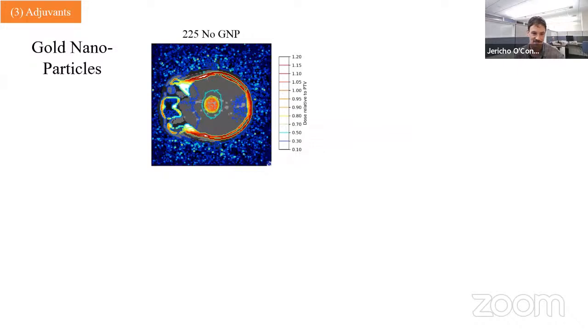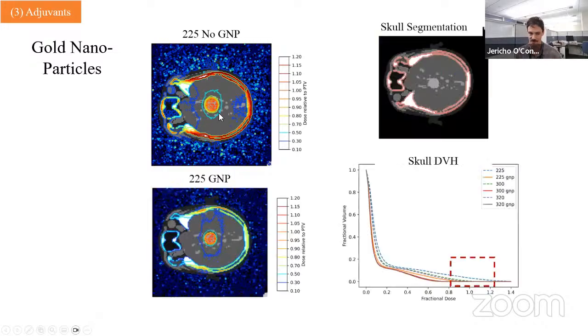Here's something demonstrating this as well. If you don't have any gold nanoparticles and you do a Monte Carlo simulation of this kind of toy model of a brain tumor in an XCAT phantom, you get such high absorption in the skull as compared to the PTV. But if you include a fairly modest amount of gold nanoparticles in the tumor, then you get quite a good accumulation of dose in the tumor as compared to the skull, which is quite beneficial.